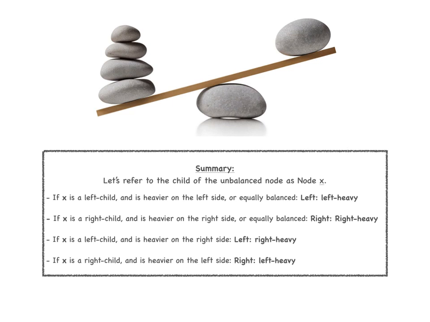So, in summary, suppose we refer to the child of the unbalanced node as node X. If X is a left child and is heavier on the left side, or if both sides are equally balanced, then we treat it as a left heavy scenario. If X is a right child and is heavier on the right side, or equally balanced, we treat it as a right heavy scenario. If X is a left child but is heavier on the right side, treat it as left right heavy. If X is a right child and is heavier on the left side, treat it as right left heavy.